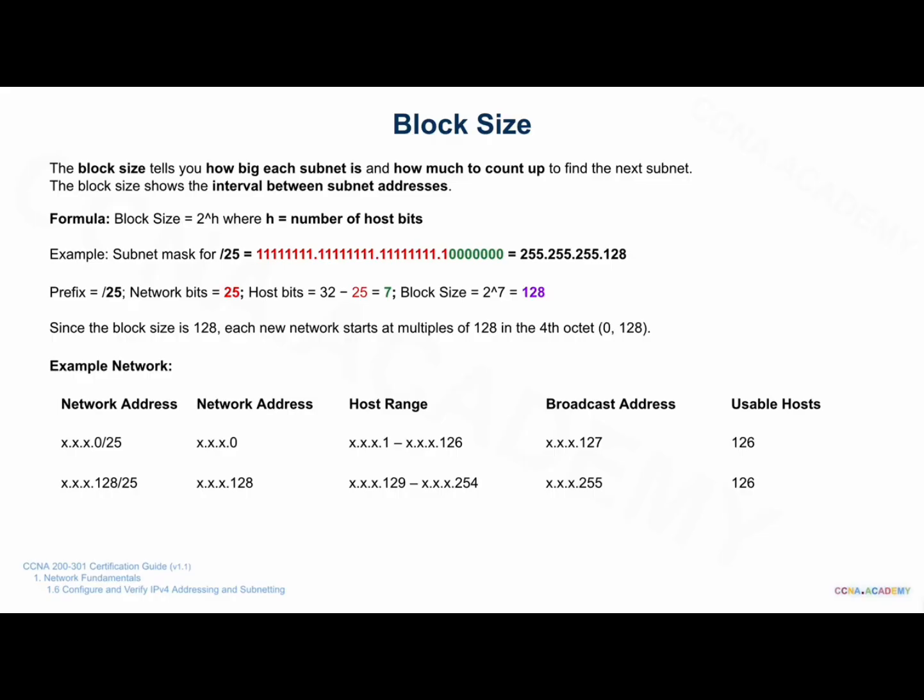This means network IDs appear at multiples of 128 in the last octet, 0 and 128. The first subnet runs from 0 to 127, and the next starts at 128 and ends at 255. Each subnet provides 126 usable host addresses.